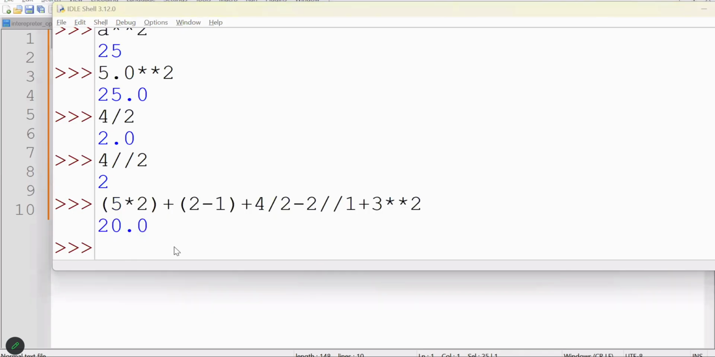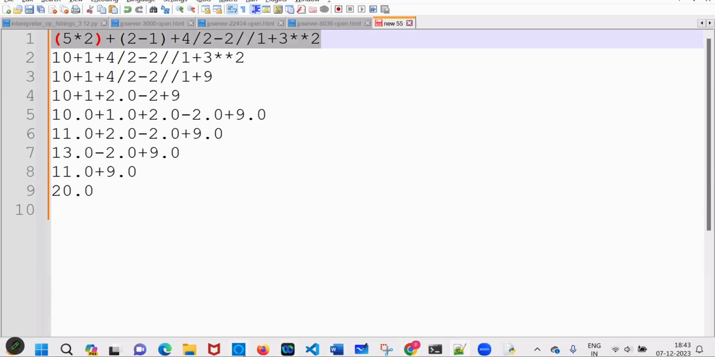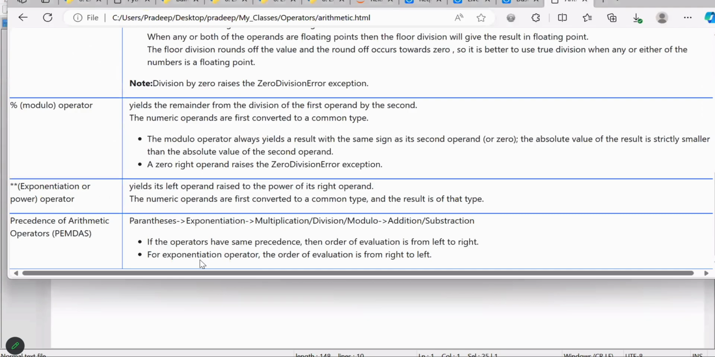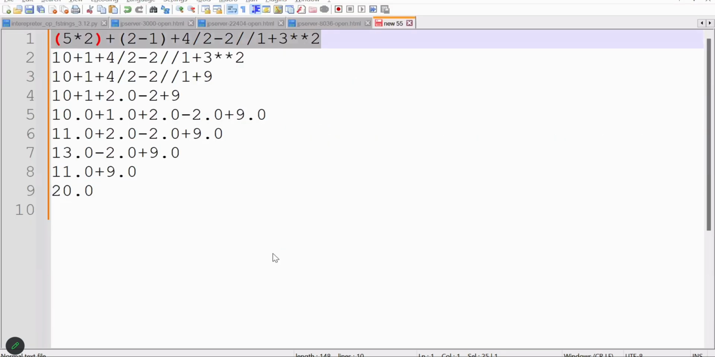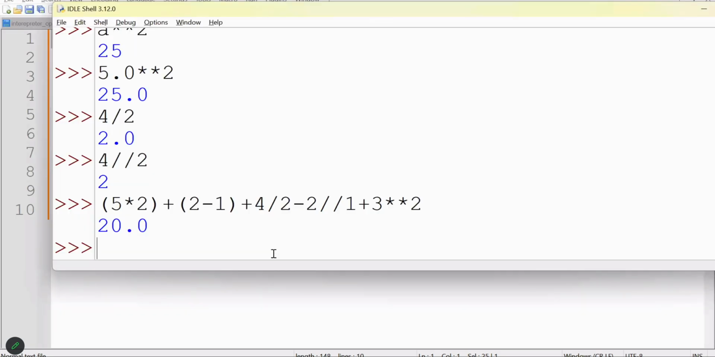But there is one exception for this. The exception is exponentiation. For exponentiation, the order of evaluation is from right to left. What that means is when you come across two exponentiation operators together, generally, since both have the same priority, we go from left to right. But in exponentiation, it is from right to left.